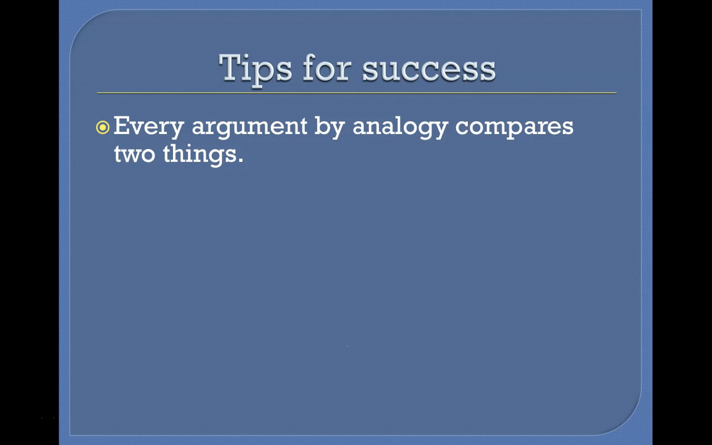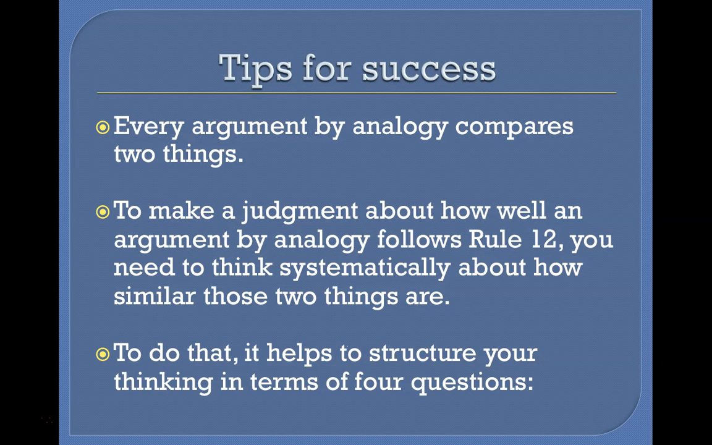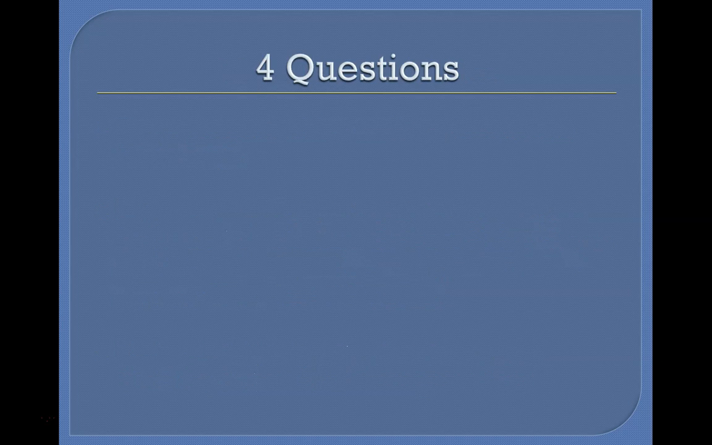Every argument by analogy compares two things. To make a judgment about how well an argument by analogy follows Rule 12, you need to think systematically about how similar those two things are. To do this, it helps to structure your thinking in terms of 4 questions. These are the 4 questions.